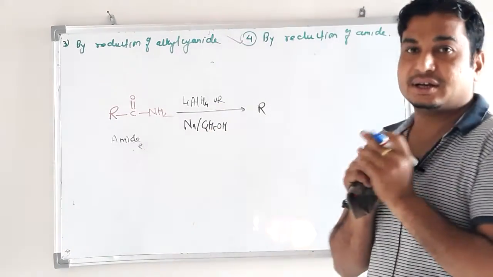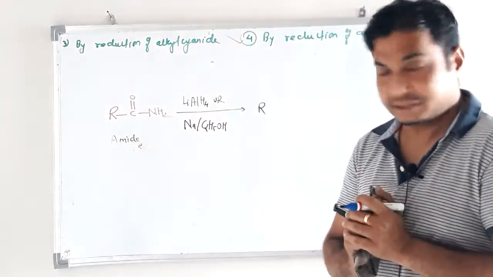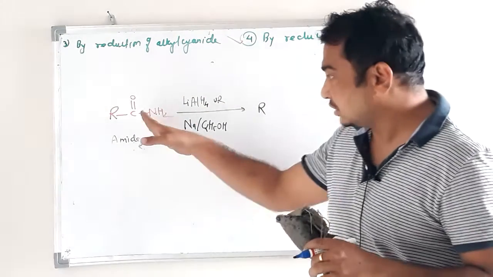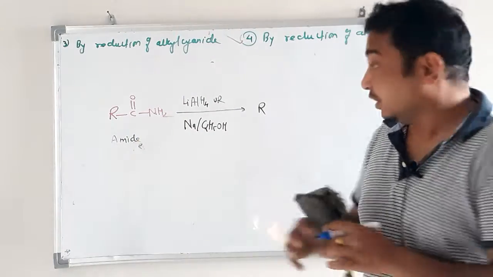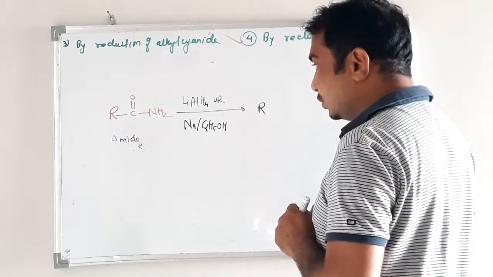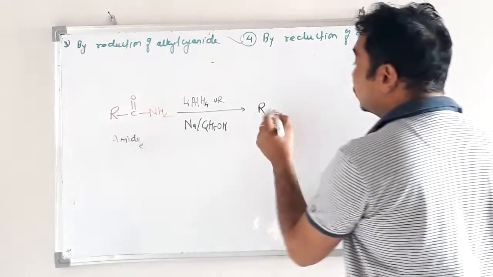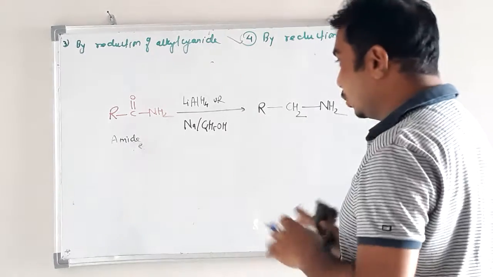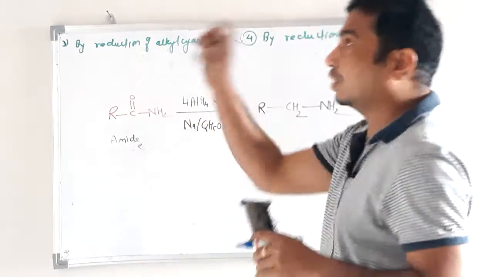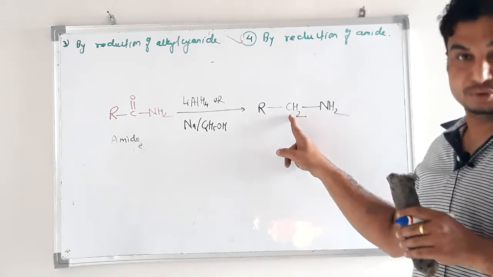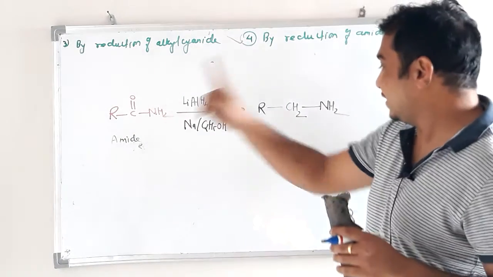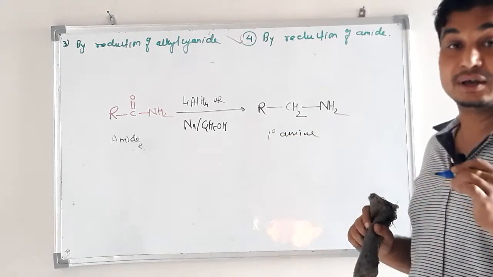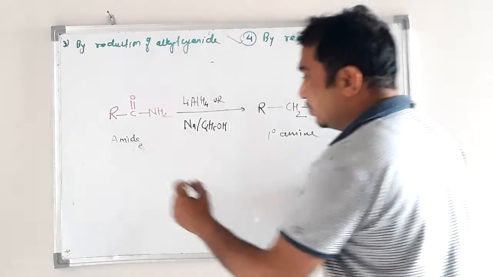Lithium aluminum hydride is a hydride donor reducing agent. It will donate hydride ion to this and reduce it. What does this reagent do? This reagent converts CO into CH2. Very simple. What is the role of this reagent? To convert the carbonyl group into a methylene group, CH2. So amide gets converted into primary amine.